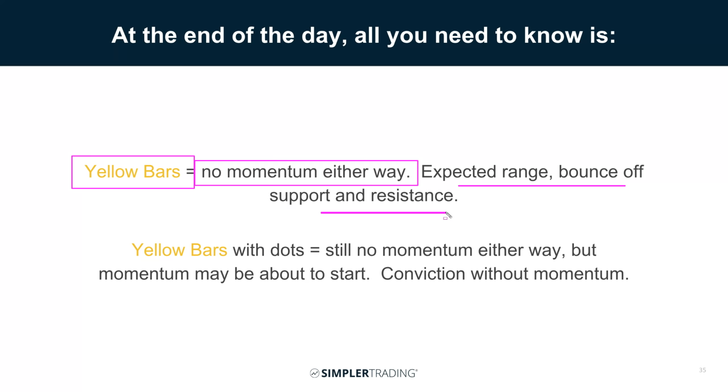Wait for momentum. Yellow bars with dots, still no momentum either way, but momentum may be about to start. So a lot of times if I see yellow bars with dots, I might keep an eye on it and say, well, let's see. If you get yellow bars with dots and it's going higher, that might be about to turn green, et cetera, et cetera.